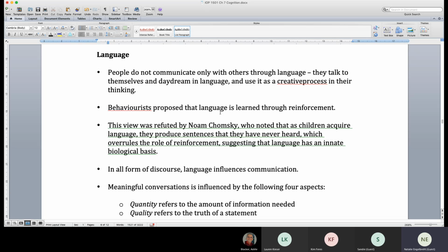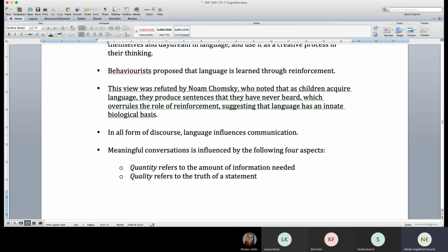We're okay. Language. People do not communicate only with others through language. They talk to themselves and daydream in language and use it as a creative process in their thinking. I've never thought of daydreaming and language in the same sentence. They talk to themselves and daydream in language. It is true, but I've just never thought about it like that.